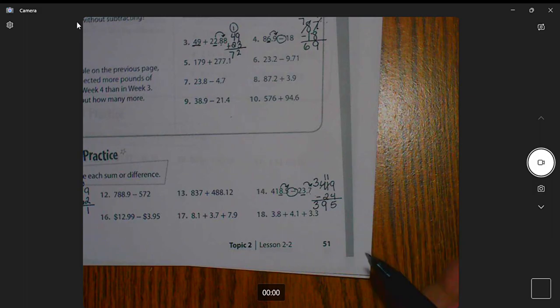So 418 and 5/10 minus 23 and 7/10 is roughly 395.